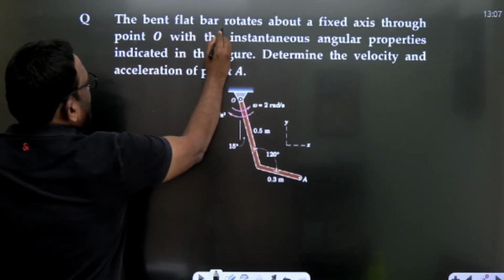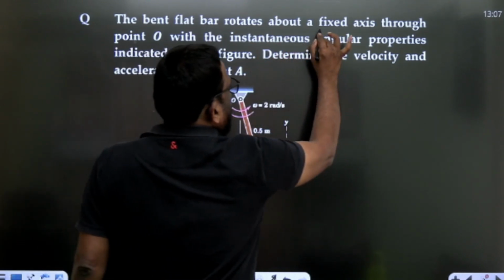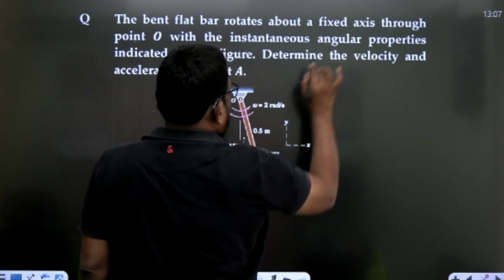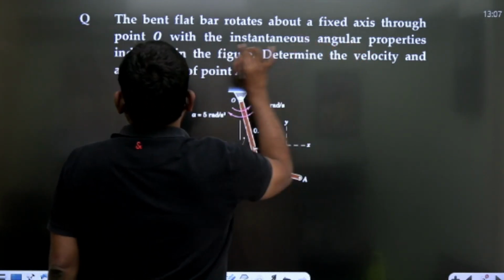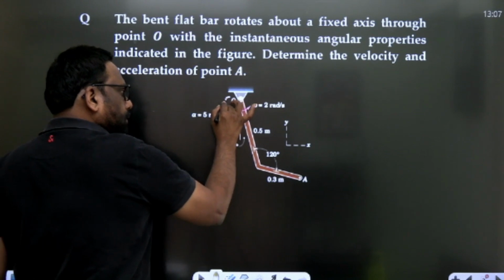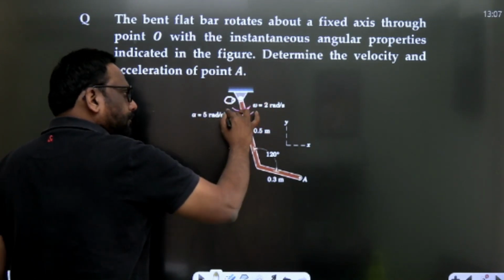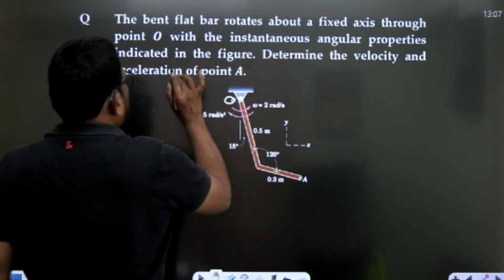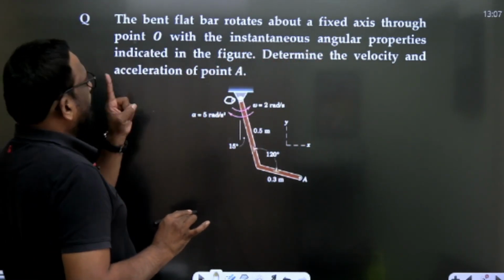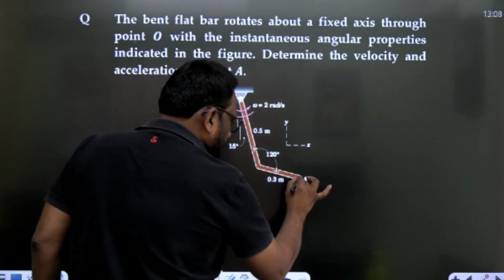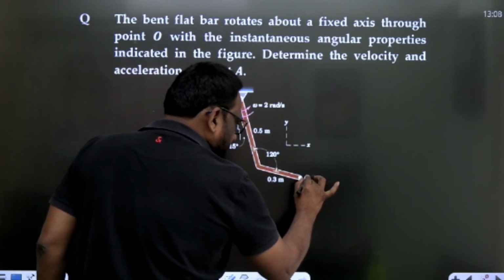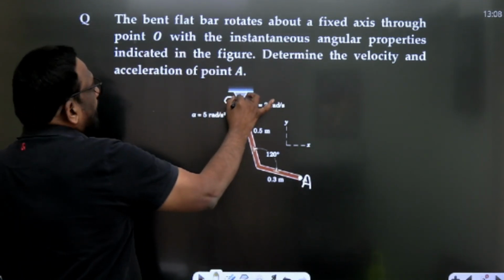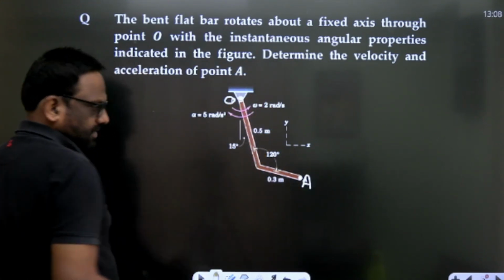The bent flat bar rotates about a fixed axis through point O. This is point O, and the bar is rotating about it. The instantaneous angular properties are indicated in the figure. Determine the velocity and acceleration of point A. There is point A here and it is rotating about O. The bar is bent like this.